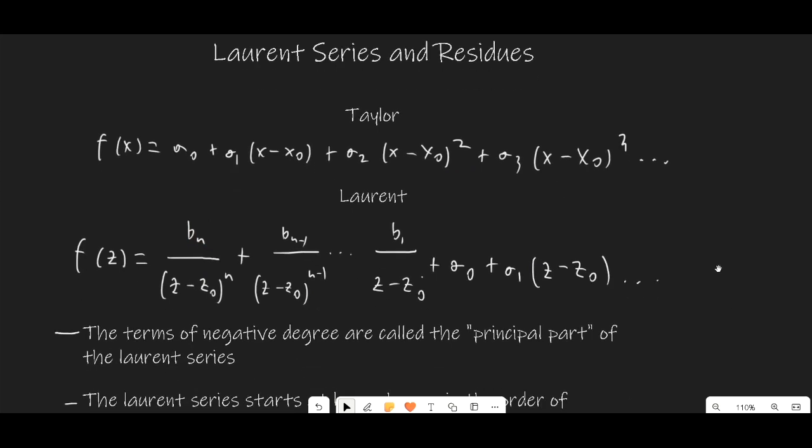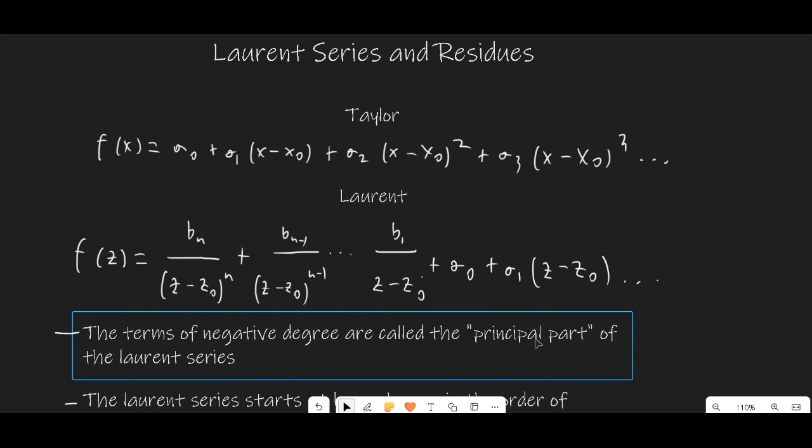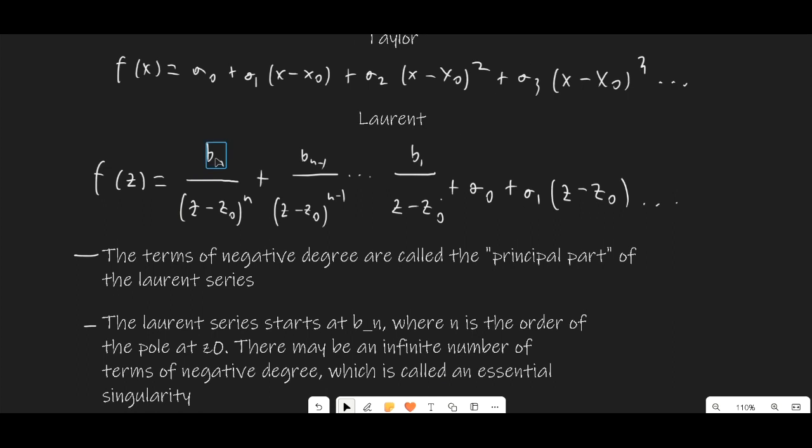A Laurent series will have a Taylor series within it, and it'll also have terms of negative degree. These terms of negative degree, when you add them all together, are called the principal part of the Laurent series, and they are very, very important. The Laurent series will start at some bn, and that bn will correspond to the order of the pole at which we're doing the Laurent series. So for example, if we wanted to calculate the Laurent series of 1 over z at z equals 0, then the Laurent series would just be 1 over z, right? So we have a first order pole, and our first term is just going to be b1.